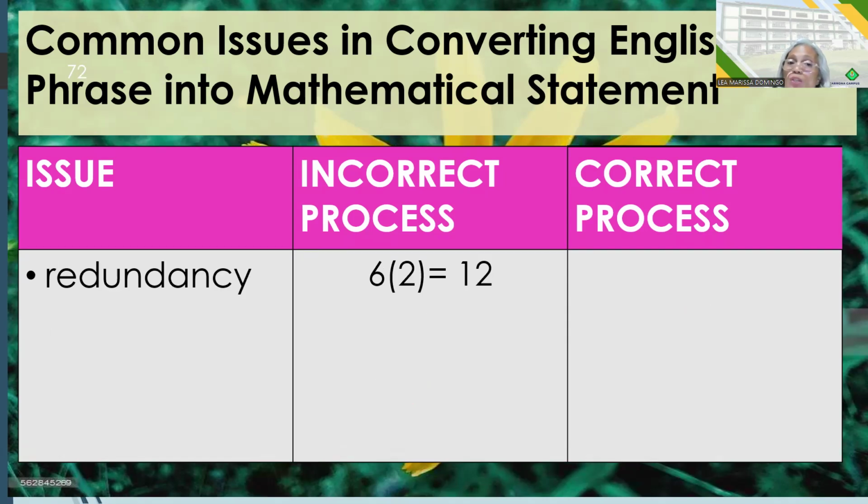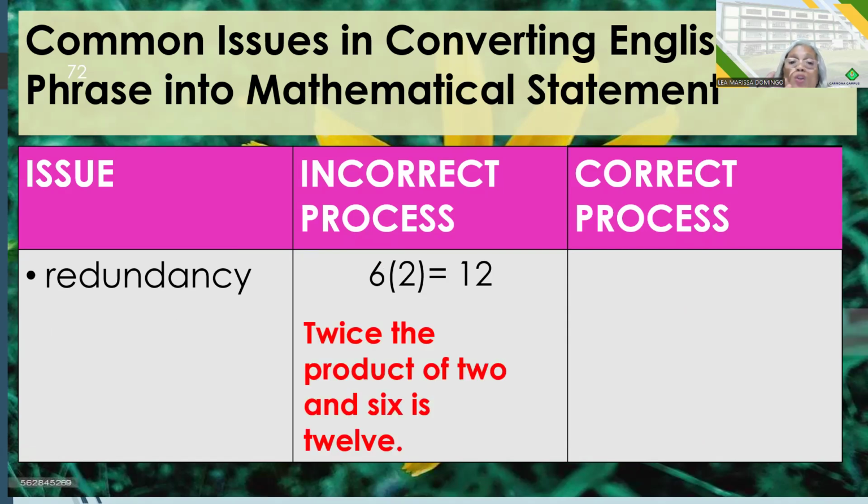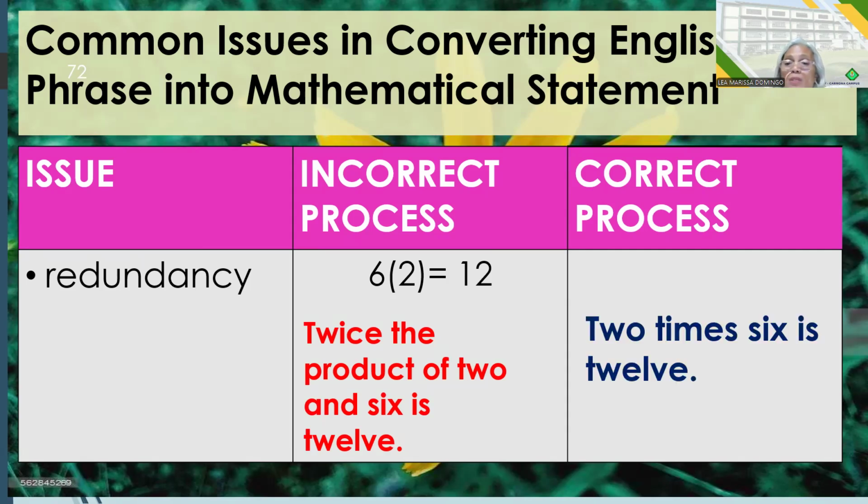And then another issue is redundancy. So you have 6 times the quantity 2 equals 12. So incorrect process, what are we saying? Twice the product of 2 and 6 is 12. So it was repeated, twice and product of 2. So what is the correct processing? 2 times 6 is 12.